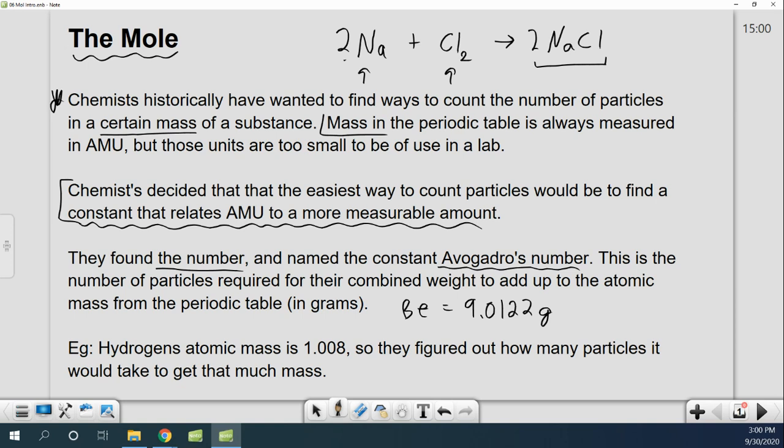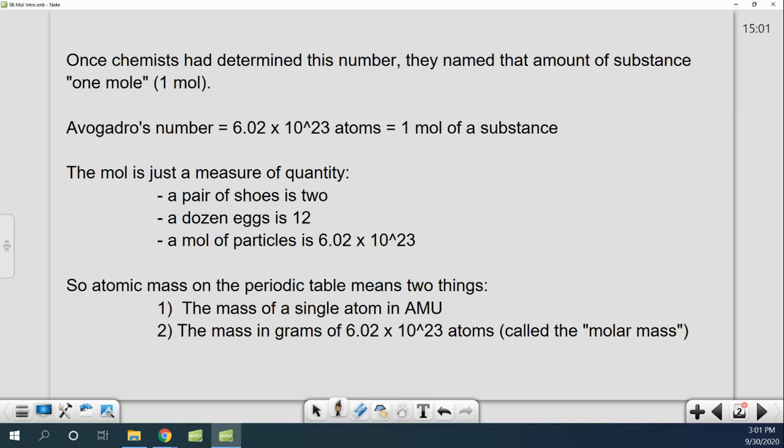So for example, they looked at hydrogen. Hydrogen's atomic mass is 1.008. So they figured out how many particles it would take to get 1.008 grams of hydrogen. And the weird part is 1.008 grams of hydrogen has the exact same number of particles as 9 grams of beryllium. Because beryllium's bigger and heavier, it's the same number of particles. So we know exactly how many atoms we need for something we could measure in grams. So it's like a magic code for us in chemistry.